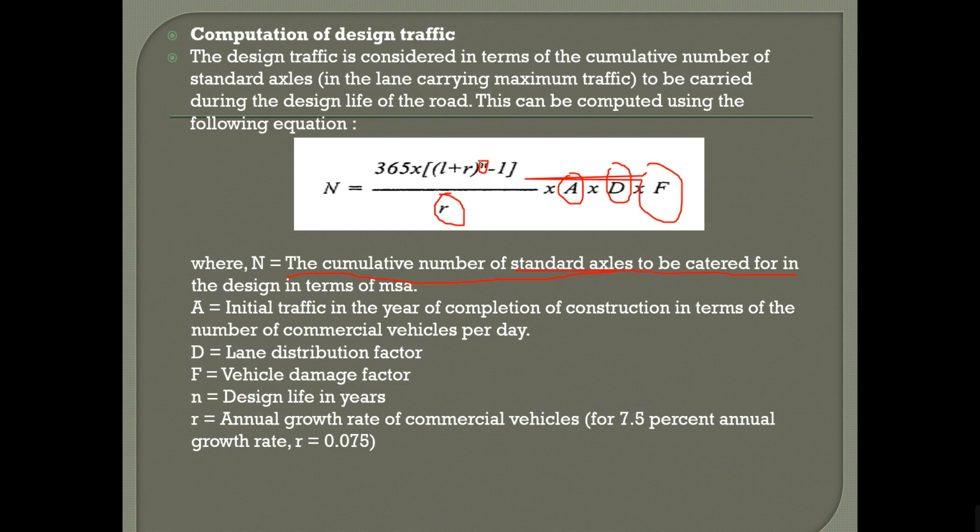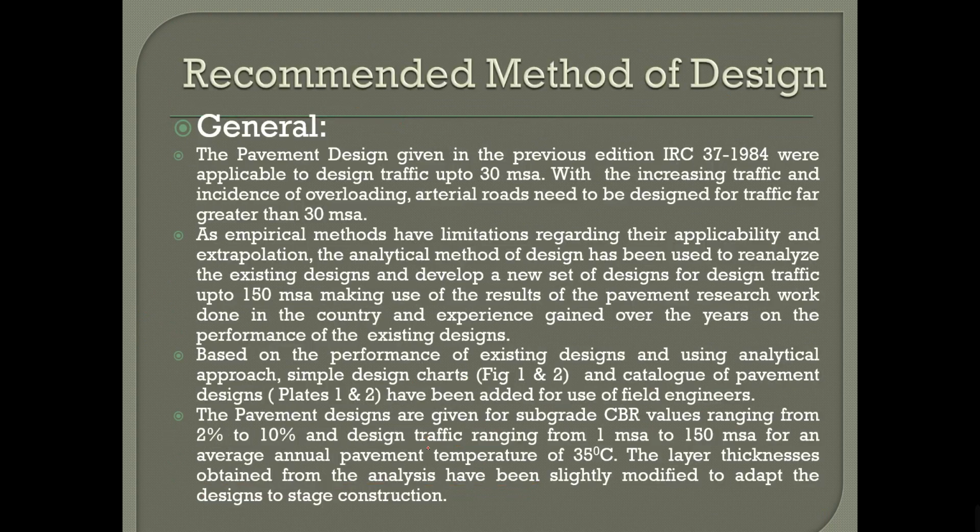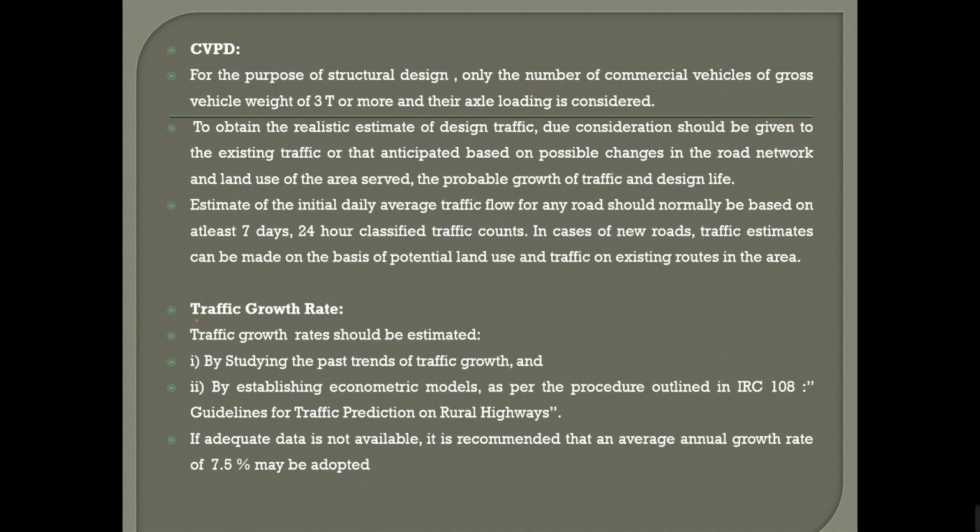That is the value of n which you are going to make use of during computation of the design traffic in terms of cumulative number of standard axles. And r is the annual growth rate of commercial vehicles. We had spoken about it before. What do you mean by the traffic growth rate? Traffic growth rate can be obtained by econometric models or by studying past trends in the growth of traffic as per the growth in the population. If the value of the traffic growth rate is not available, then you can assume it to be 7.5%, right?